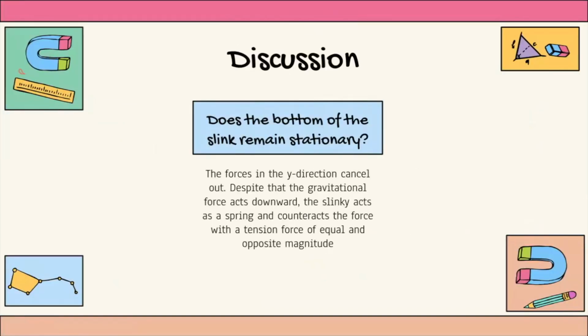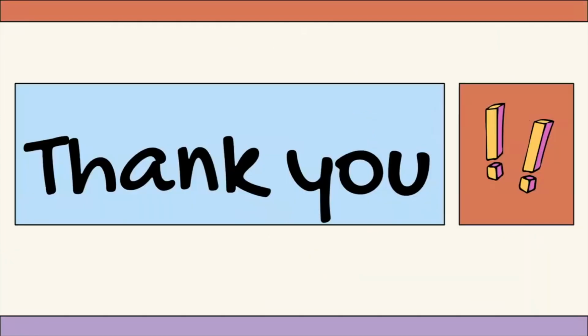Finally, we can answer the question: does the bottom of the slinky remain stationary? The forces in the y direction cancel out, and despite the fact that the gravitational force acts downwards, the slinky acts as a spring and counteracts the force with a tension force of equal and opposite magnitude. So yes, the bottom of the slinky remains stationary.